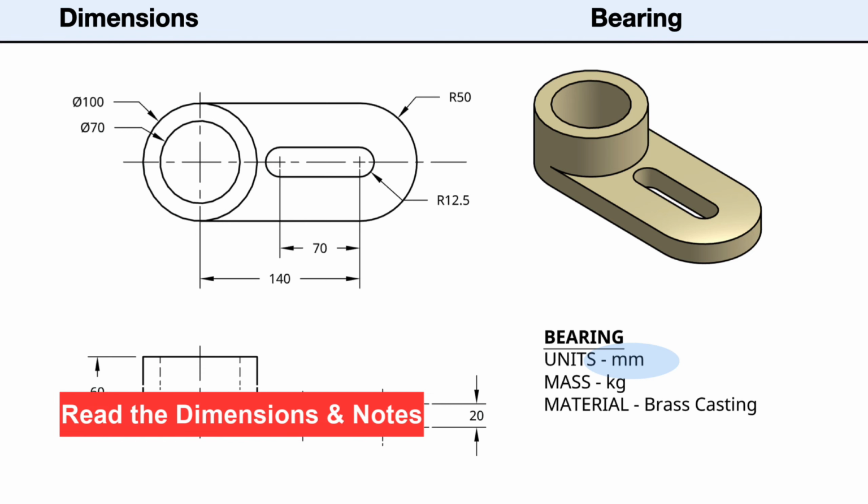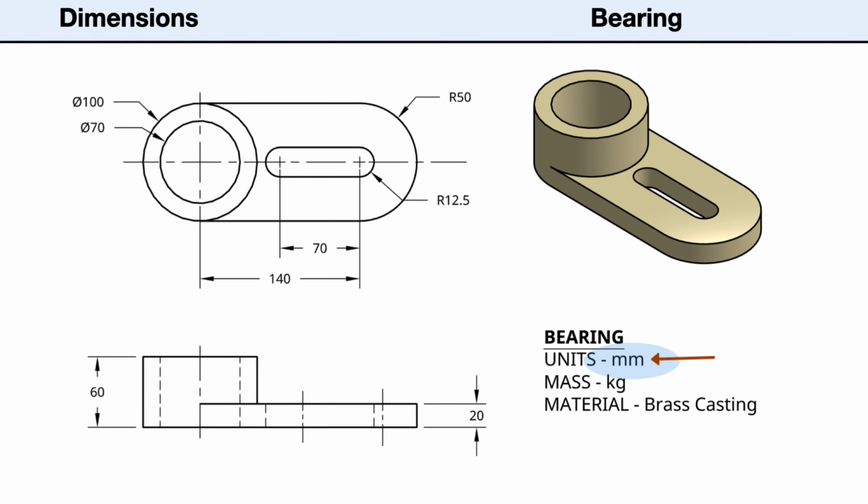Next, we can read the size and information displayed by the dimensions and notes. First, the measurement units are in millimeters. The thickness of the mounting plate is 20 millimeters. The height of the boss is 60 millimeters. The distance between centers is 140 millimeters. The outside diameter of the boss is 100 millimeters. The inside diameter of the bearing hole is 70 millimeters.